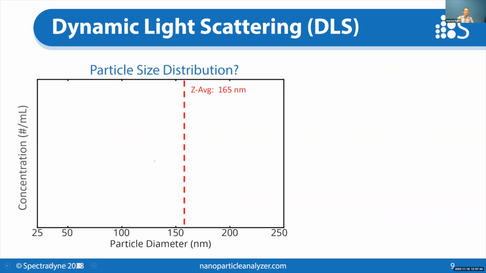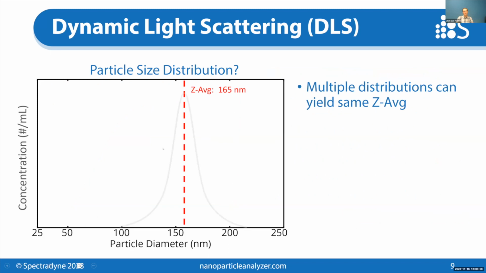So why is it actually so weak? Why can't we say more about the distribution given the DLS measurement? Well, it's saying the Z average is 165 nanometers. The basic answer is that multiple distributions can provide the same Z average number. Let me illustrate that.